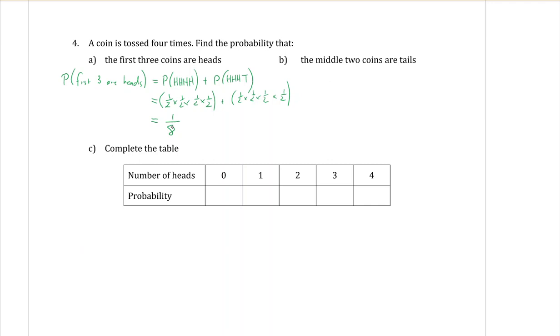Okay, part B. Draw a little line down here. We're going to need some working out room. The middle 2 coins are tails, so the first and the last could be anything. We need to list off all the different possibilities here. So probability, middle 2 are tails. Okay, what's the possibilities?